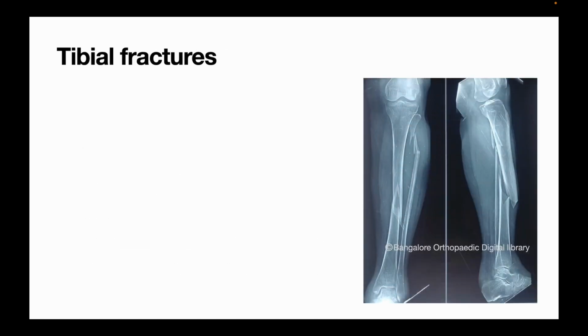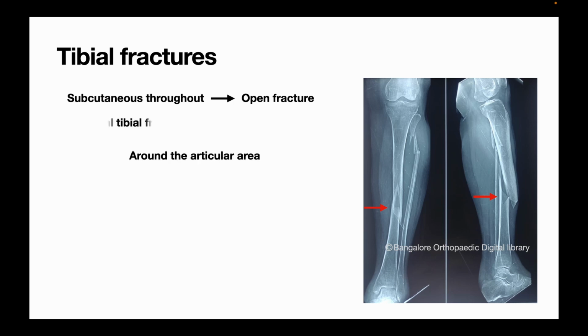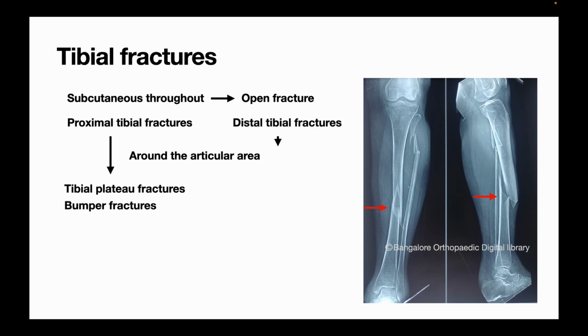The next topic is tibia fractures. Tibia is subcutaneous throughout and is hence prone to open fractures. When the fractures occur around the articular part of the proximal tibia, they are called tibial plateau fractures or bumper fractures. When the distal articular part of the tibia fractures, it's termed the pilon fracture. Note the proximal fibular fracture here.